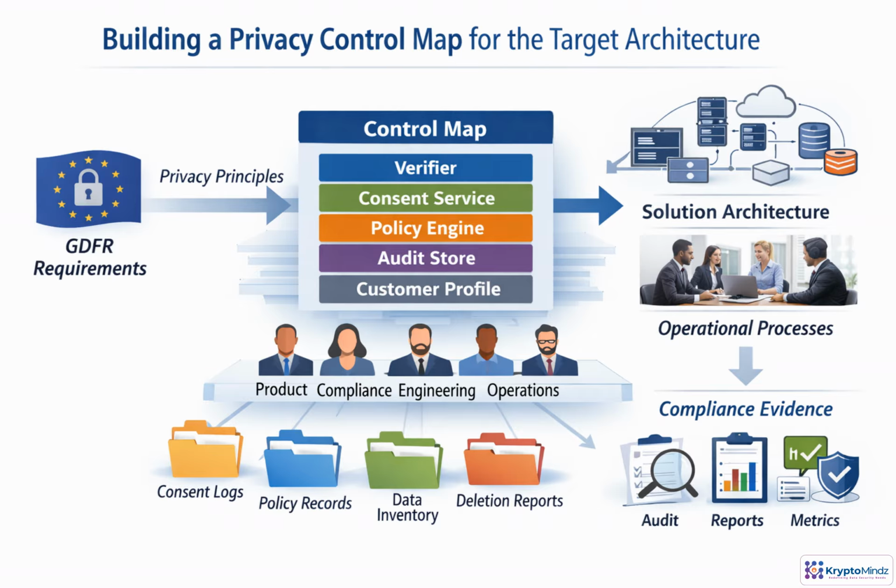A privacy control map is how you make GDPR real for your KYC architecture. Each principle, like minimization, consent, purpose limitation, retention, and deletion, is anchored to specific components: the verifier, consent service, policy engine, audit store, and customer profile. You then assign clear owners across product, engineering, compliance, operations, and security, and define evidence, such as consent logs or deletion records. This map becomes the backbone for your broader compliance to control matrix later in the course.